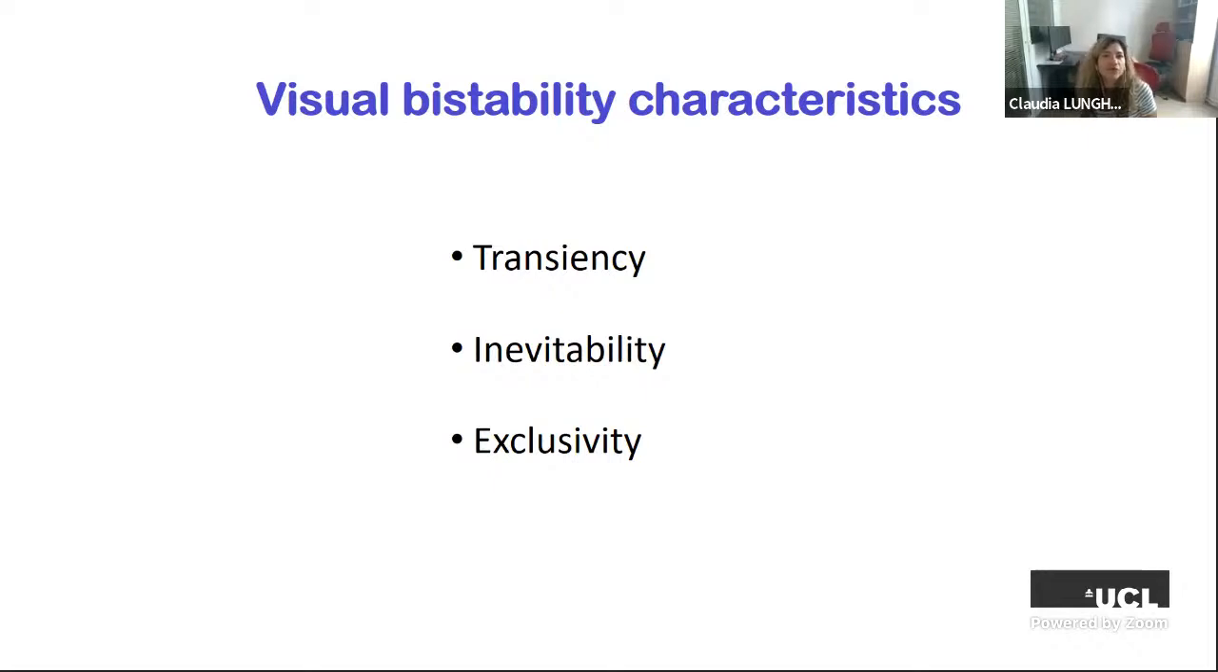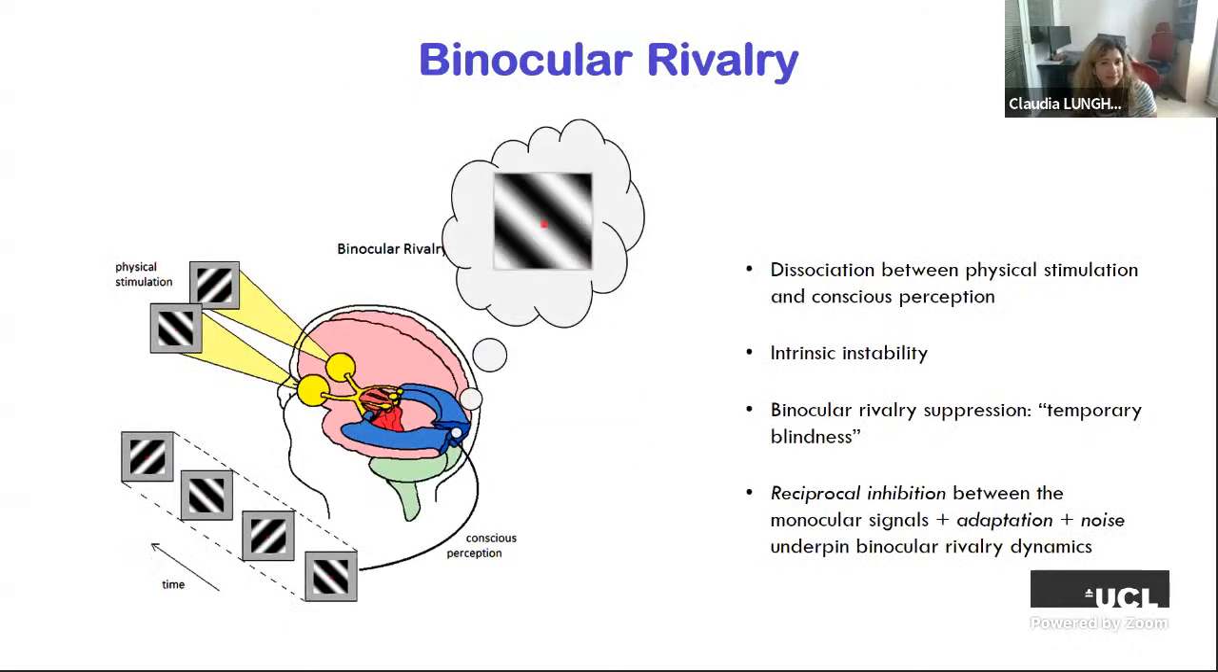That is, the two interpretations are mutually exclusive. You cannot really perceive them both at the same time. And these are, let's say, the general characteristics of visual bistability. But I want to talk to you today about a particular form of visual bistability that is called binocular rivalry. And binocular rivalry actually occurs at an earlier level.